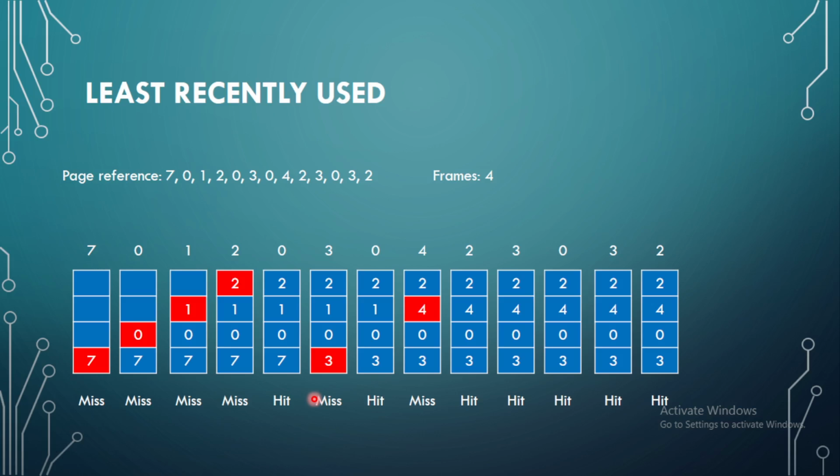Since this is the same question, it gives the same number of page faults using both the least recently used algorithm and the optimal algorithm. If the question changes, the page faults will also change. So that's it for page replacement algorithms. In the next video, we will see further topics.